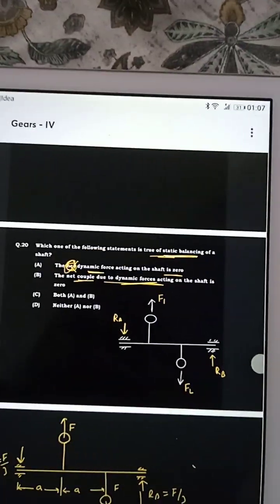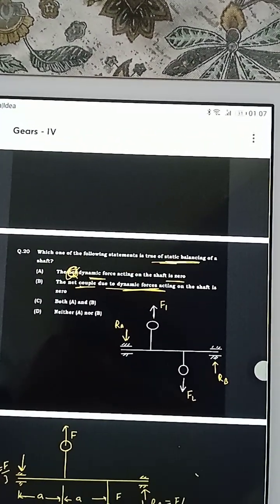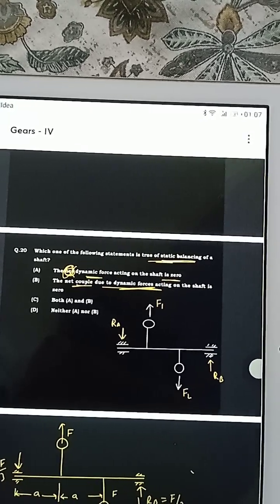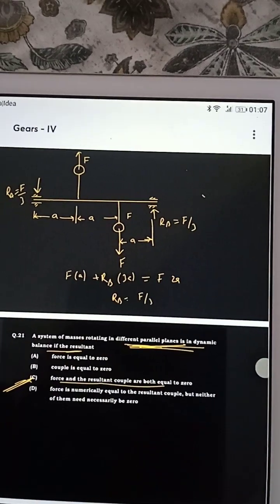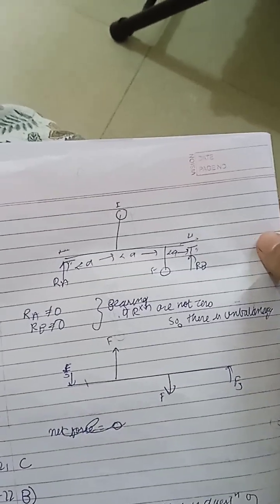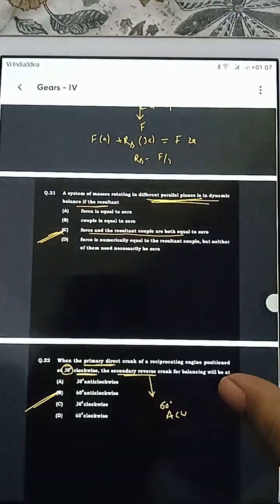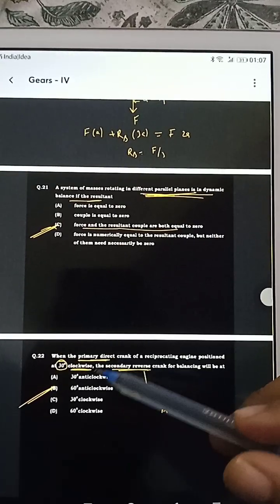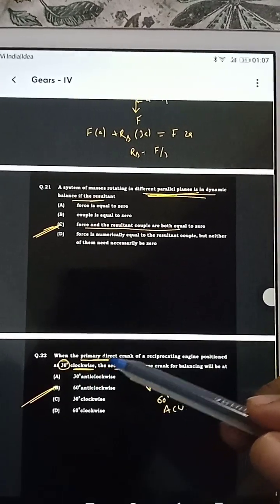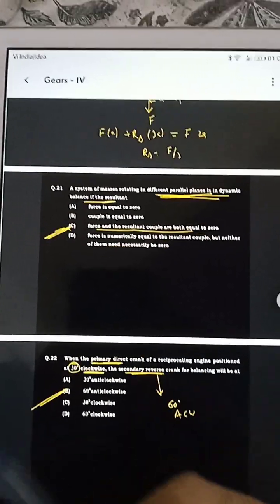20th, you have to do it. You have to just see it. Answer is not written, so yeah, the answer is done like this. 21 answer is C. 22 answer is direct crank and secondary reverse. Direct crank 30 clockwise, so secondary direct is 60 clockwise, so secondary reverse is 60 anti-clockwise. B.